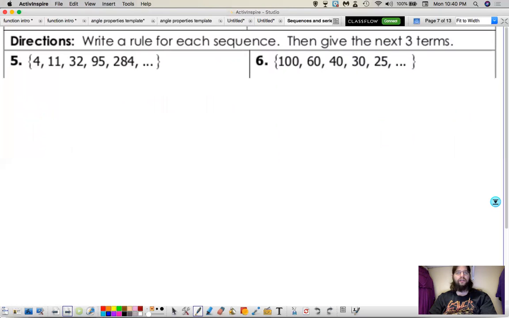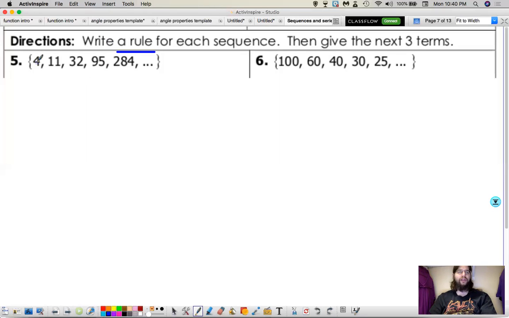All right. So now we're told to find the rule. We're given a pattern, we've got to find out what it is, write a formula for that pattern, and then give the next 3 terms. Okay, let me see something. Yeah, okay, we got it. So we're going to do a recursive formula.